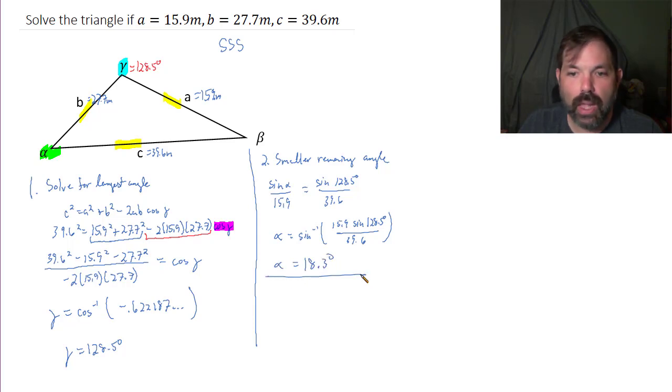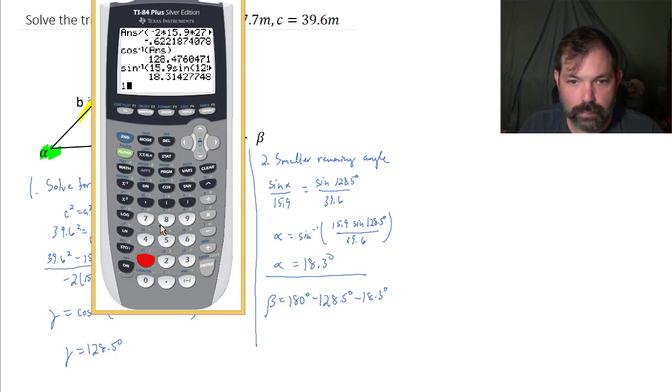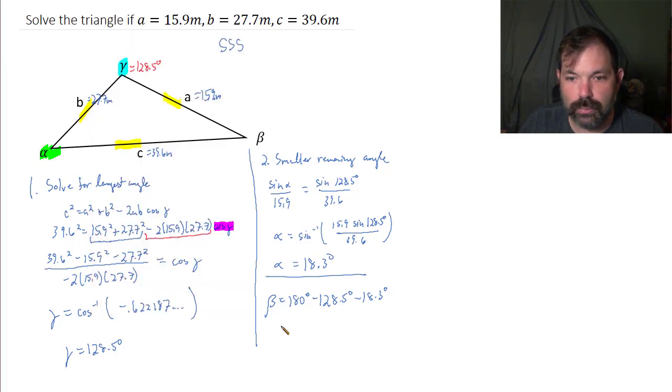So there's alpha. And then once you have two angles, the third angle is easy. Beta would be 180 degrees minus 128.5 degrees minus 18.3 degrees, 33.2 degrees. All right, so we've solved that triangle for the side, side, side situation.